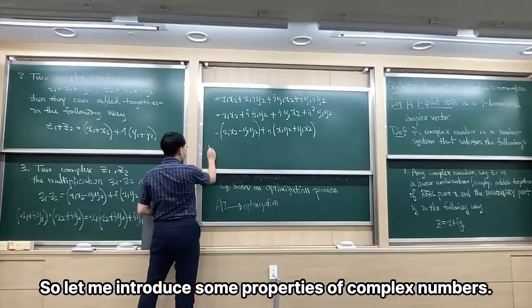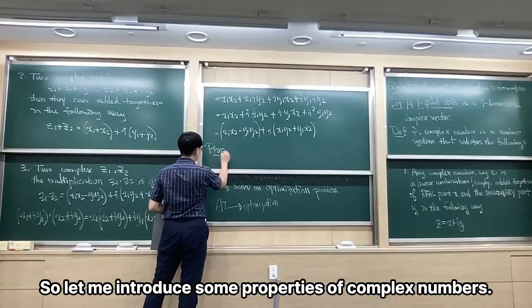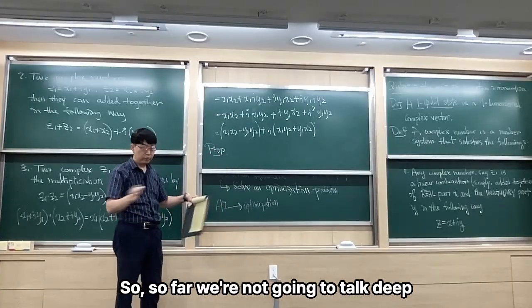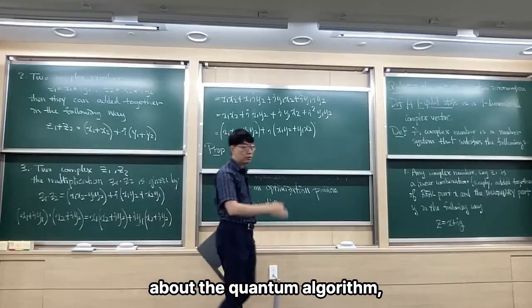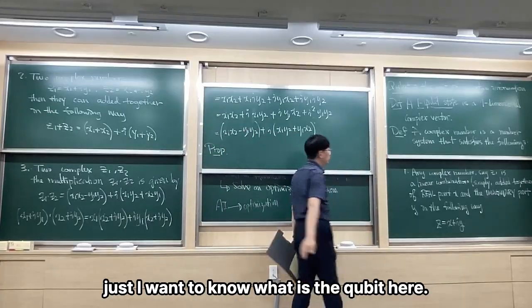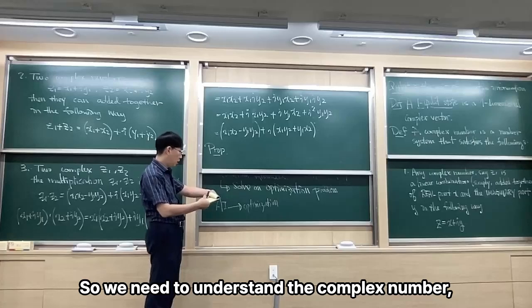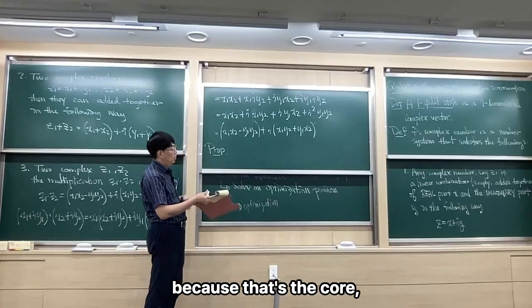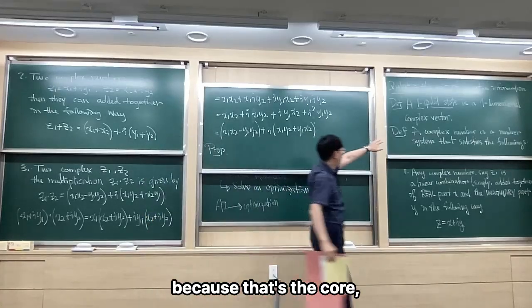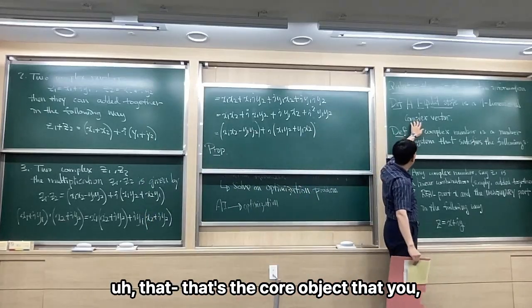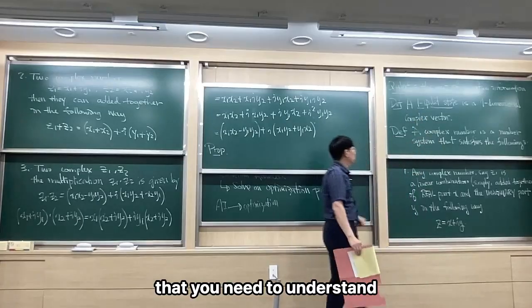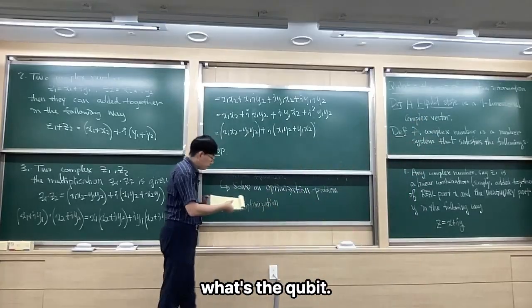Okay, so let me introduce some properties of complex numbers. So far, we're not going to talk deeply about the quantum algorithm. I just want to know what the qubit is here. So we need to understand the complex number because that's the core object that you need to understand what the qubit is.